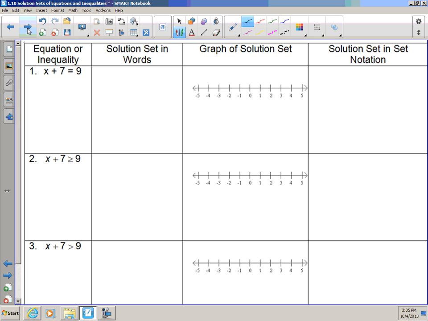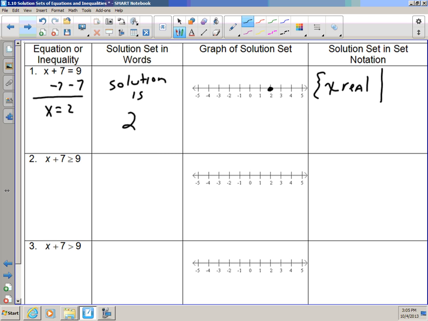So, going through the list, if I were to solve this equation, I get the answer is x equals 2. The solution in words is 2. On a number line, there's only one solution. Since 2 is a solution, I use a filled-in circle. Set notation, I need to use the braces. X is real. I'm telling people that x is a real number. Then I put this bar there because now I'm going to say it's real, but it's only the number 2. Okay? Sometimes you might see it written this way also.